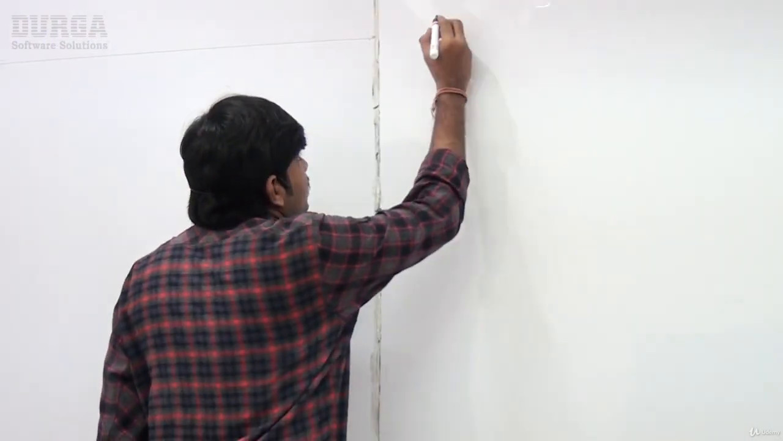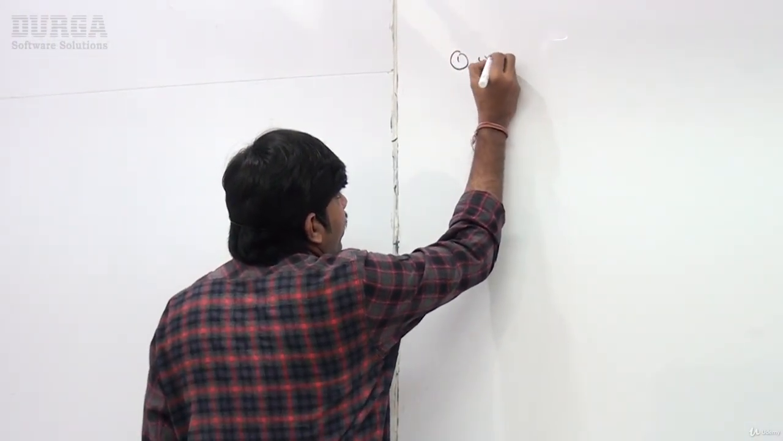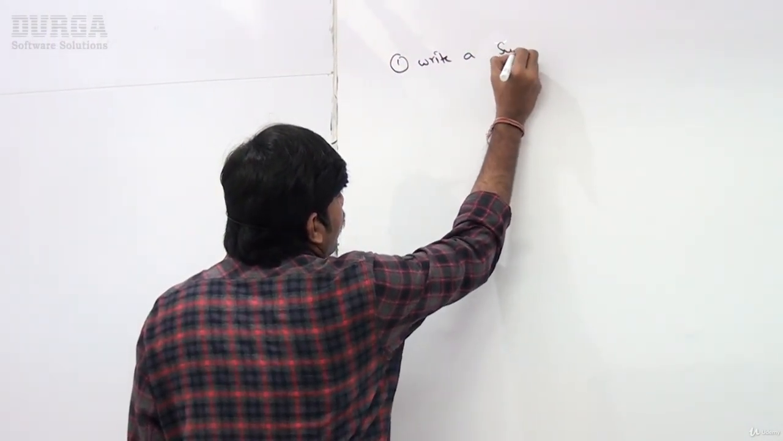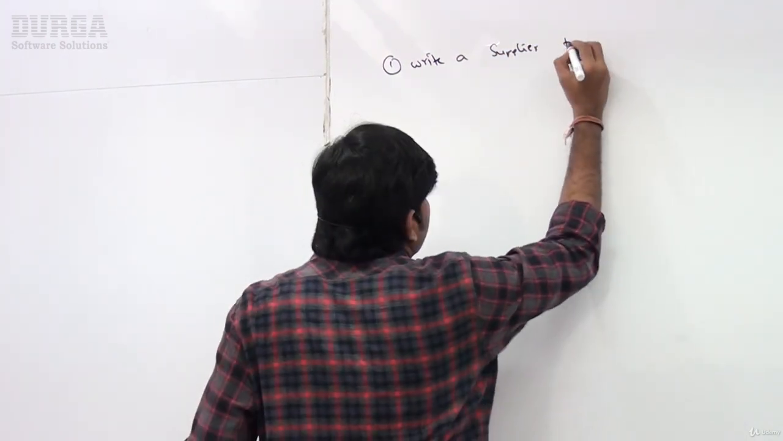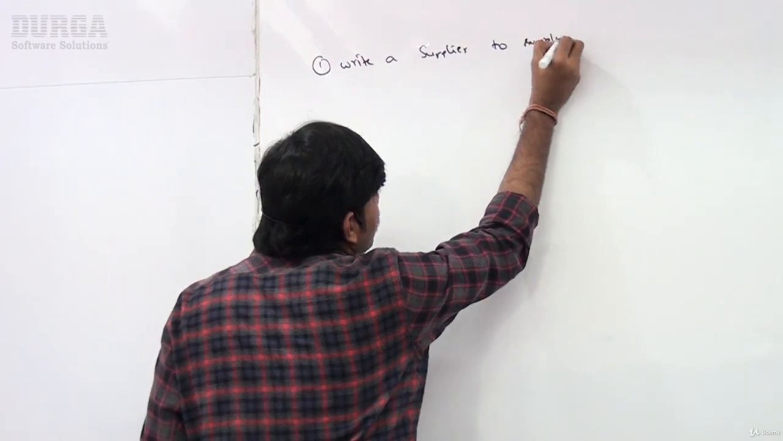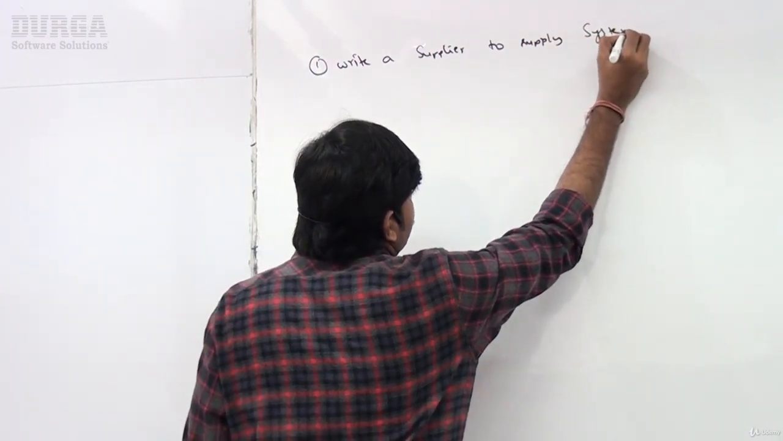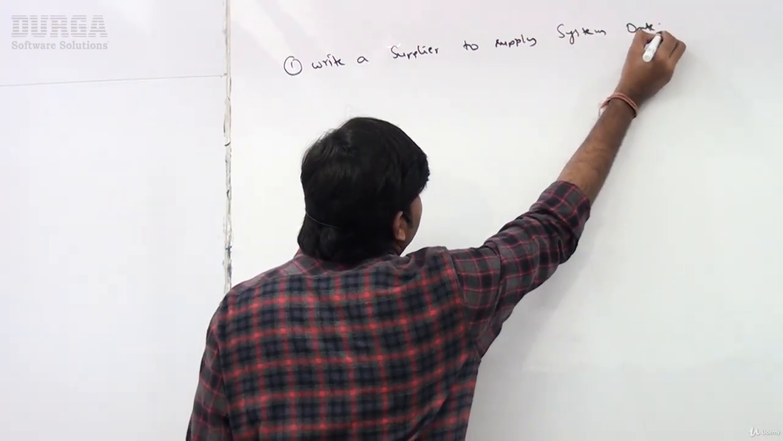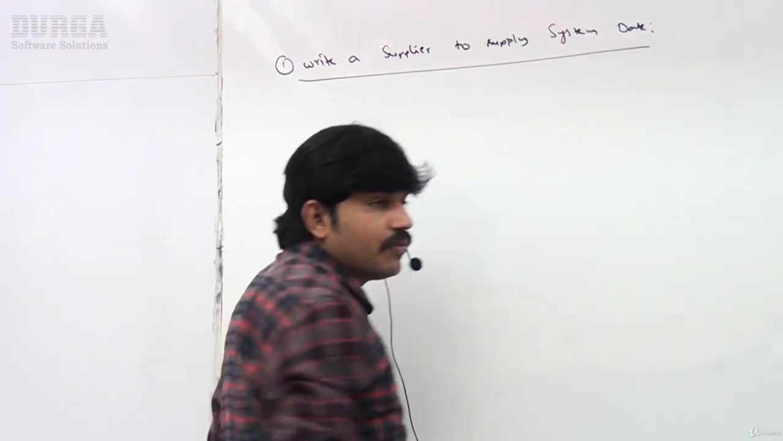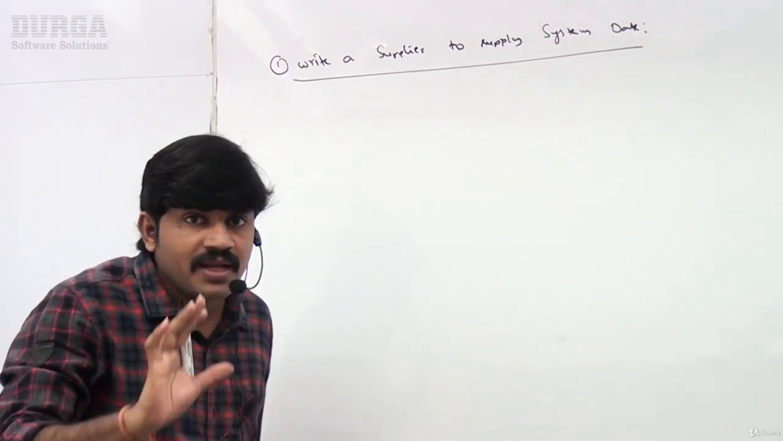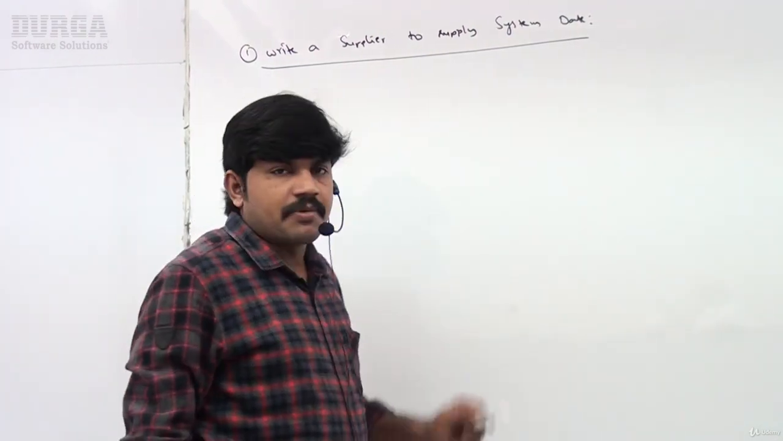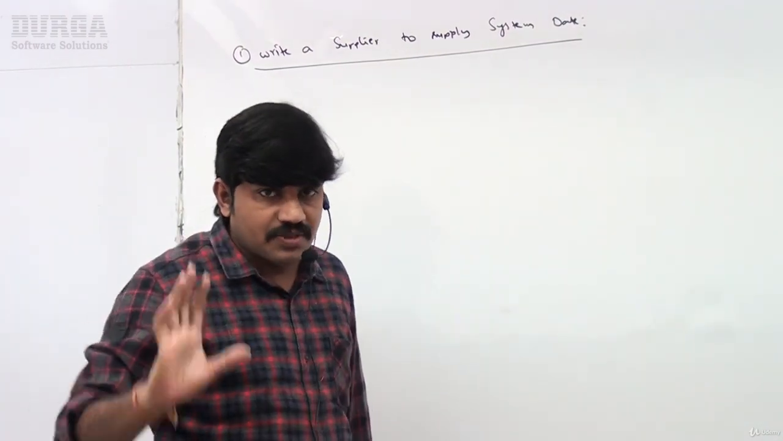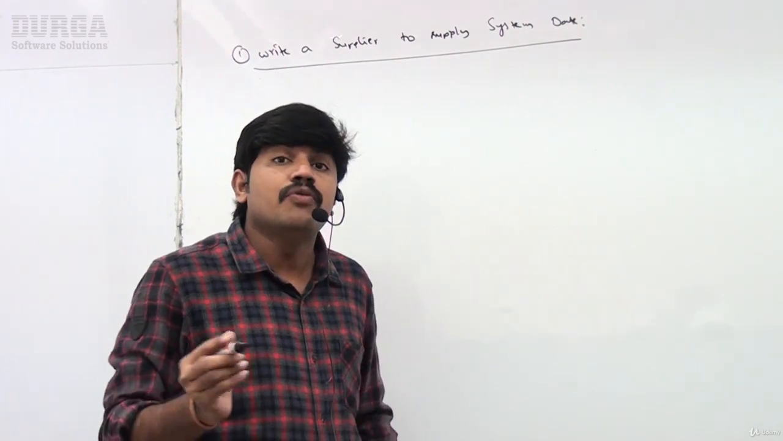The first example: write a supplier to supply system date. So I want to write a supplier to supply system date. If you require the system date, immediately the supplier is going to provide the current system date, like that. How can you write it?